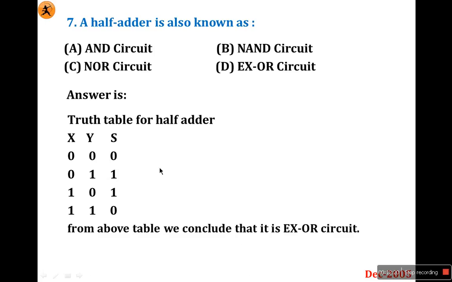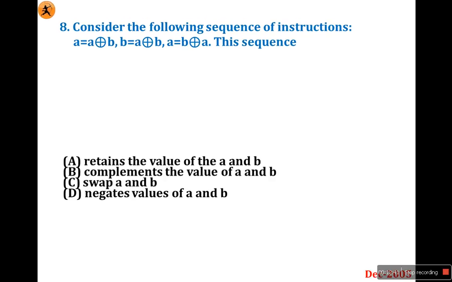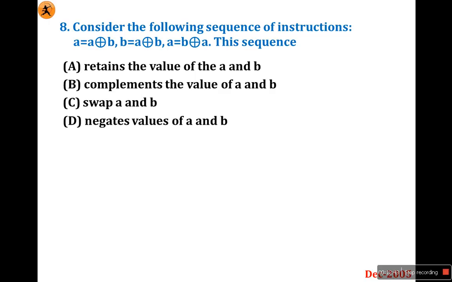So from the above table we conclude that if both are low current or both are high current, it will generate low current, which means it is definitely an XOR gate, an XOR circuit. So this is also a straightforward question, this is XOR. Option is D. Now consider the following sequence of instructions.